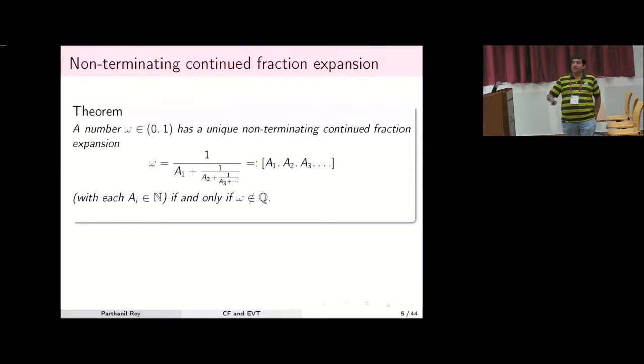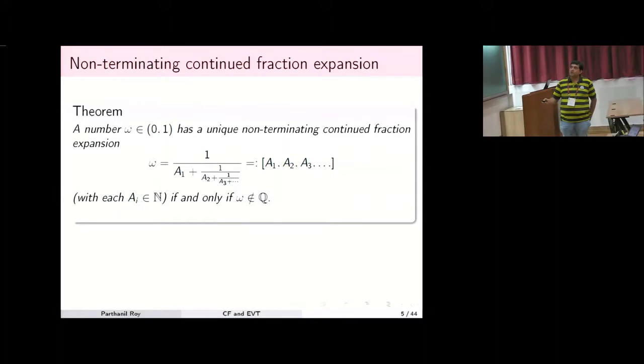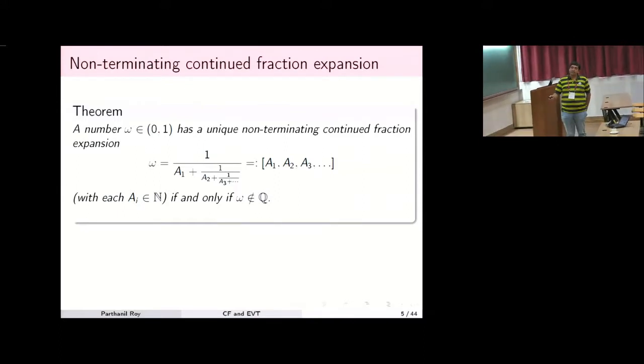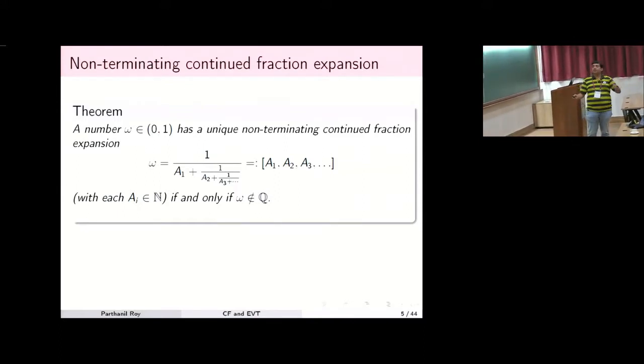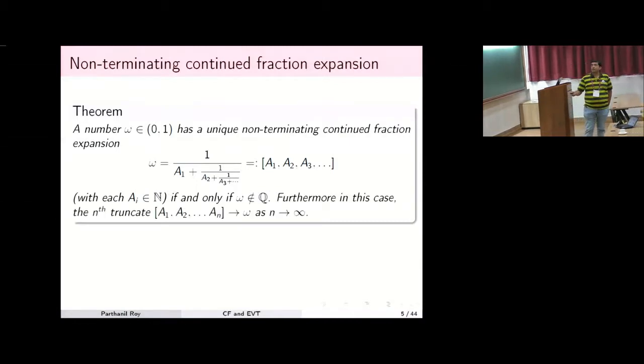So I showed that if it is rational, it will stop. If it stops, it is rational. So therefore, you'll have a non-terminating continued fraction expansion in the same algorithm that we did, if and only if it's irrational. This I have shown, but this is something I have not shown.